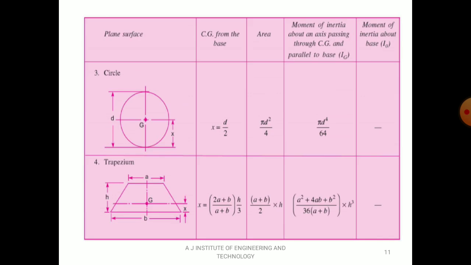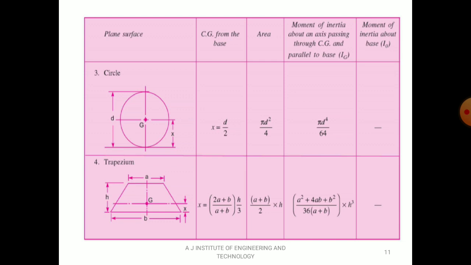Next, plane surface circle, of diameter D and center of gravity at a distance X from circumference. So X equal to D by 2, area you know, pi by 4 D square. So moment of inertia Ig is equal to pi D to the power 4 divided by 64. Next, trapezium, this is very important.